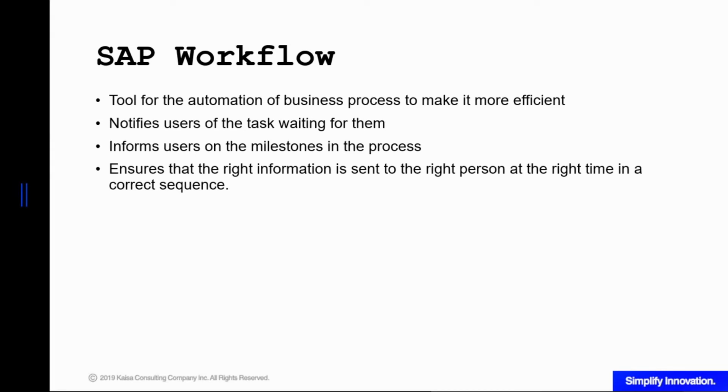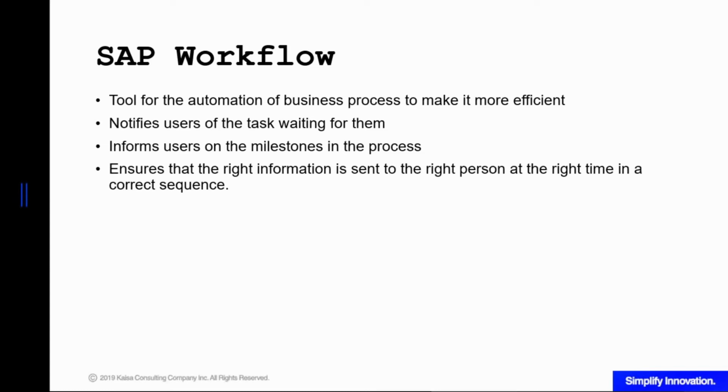It actually notifies users of the tasks waiting for them. It automates the notification. There's no need for you to email the approvers. There's no need for you to email the buyer that the PR is already created and needs to be converted into a purchase order. It informs users on the milestones in the process. It means that it automatically gives you the status of the approval process. No need for you to browse your email to see if the PO has been approved. It will automatically inform you on the status of the process.